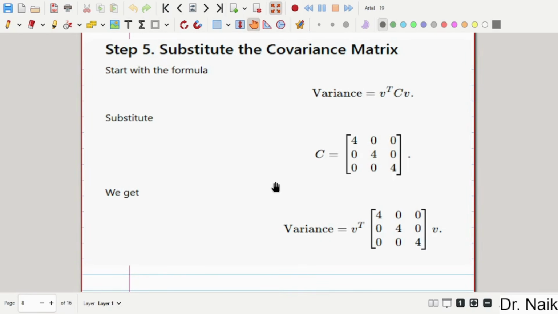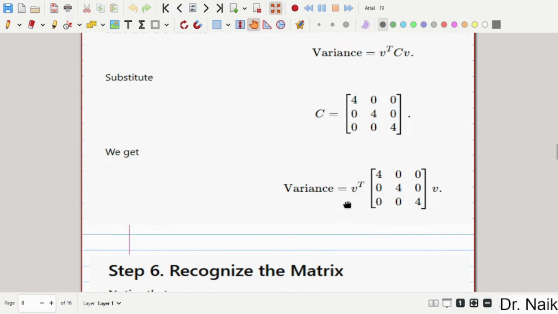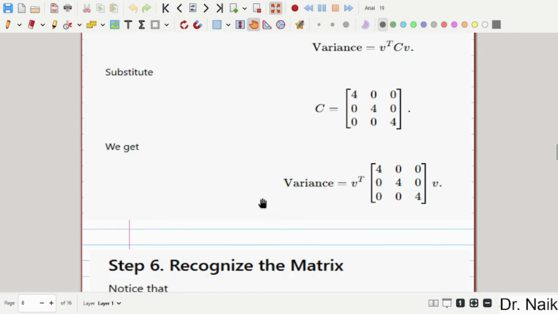Now consider the formula of the variance. Variance is v transpose times C times v. Now substitute the value of C. In our previous question, we calculated the covariance matrix as 4 0 0, 0 4 0, 0 0 4. So substitute it in our variance formula. So this is how our variance formula will look.